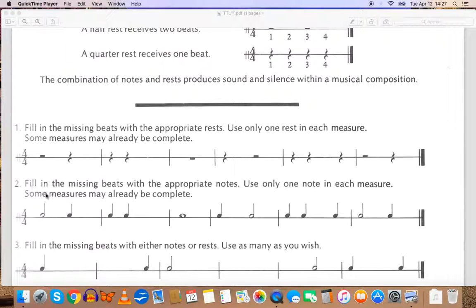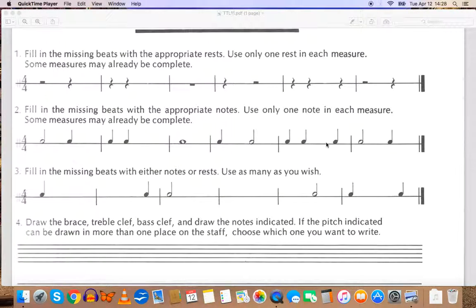Here we have fill in the missing beats with the appropriate notes. It's kind of like this, except we're using notes. Use only one note in each measure. Some measures may already be complete. Okay, so let's do the first one here. We have a half note. That's 2 beats, and we have a quarter note, 1 beat. So we have 3 beats. We're missing 1. So we put in a quarter note to fill in 4 beats of music, also known as 1 bar of music. Okay, so go ahead and do the rest.